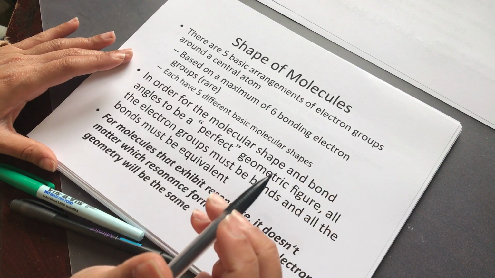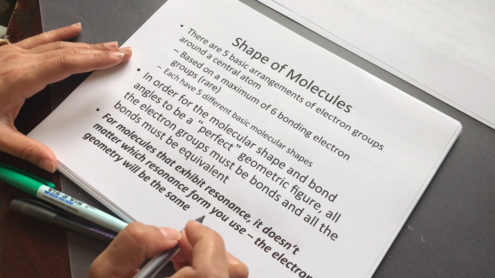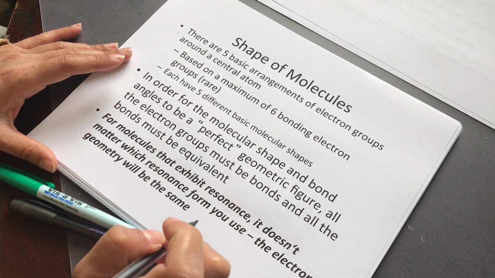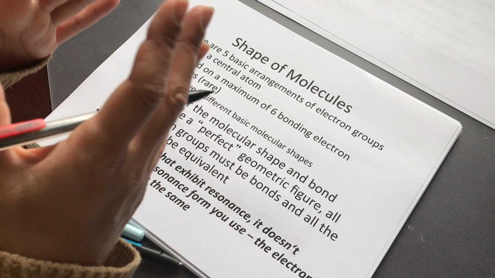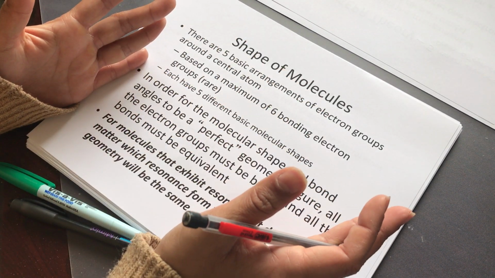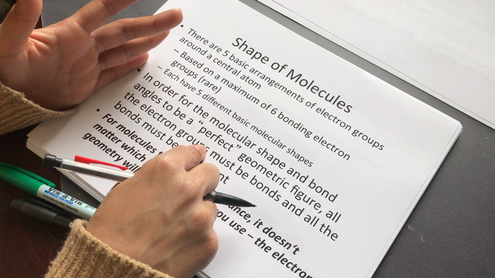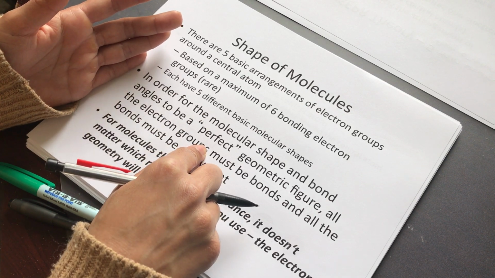For molecules that have resonance, it doesn't matter which resonance form you use, the electron geometry will be the same. So for structures where you have 3 different resonance structures where the double bond is moving around, they're going to have the same electron geometry no matter what.